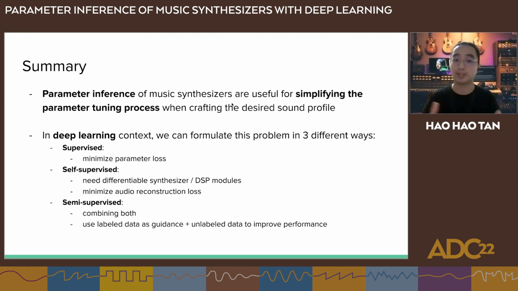So just to give a very quick summary. Parameter inference of music synthesizers is useful for simplifying the parameter tuning process when we are crafting a desired sound profile. In the deep learning context, we can formulate the problem in 3 different ways. The supervised way, which is the standard way, minimizing the parameter loss. The self-supervised way, where you need a differentiable synthesizer, and you can minimize the audio reconstruction loss. And finally, the semi-supervised way, where you can combine both: you can use some labeled data as guidance, but use a massive amount of unlabeled data to further improve your performance.